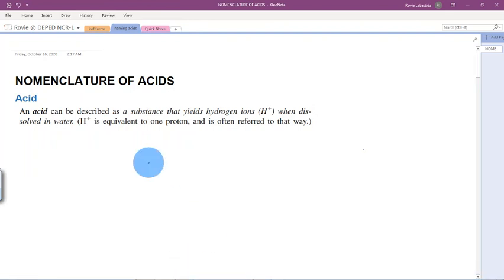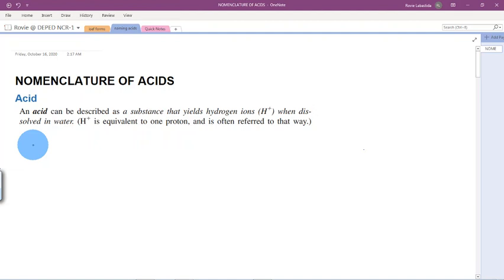Alright, so first let us define what is an acid. An acid can be described as a substance that yields hydrogen ions when dissolved in water. Hydrogen ion is equivalent to one proton and is often referred to that way. So, all acids contain hydrogen atom in their formula because acids yield hydrogen ions when dissolved in water.